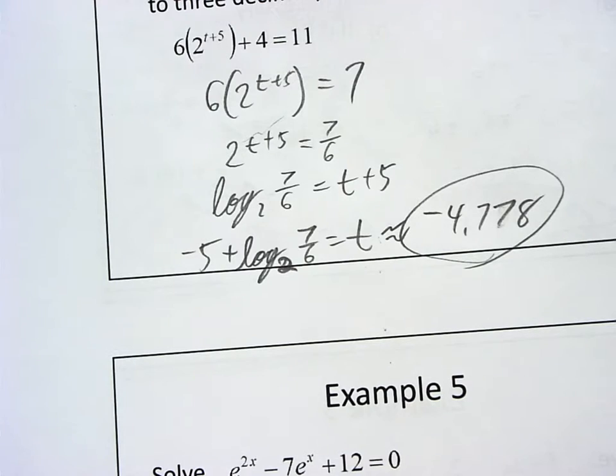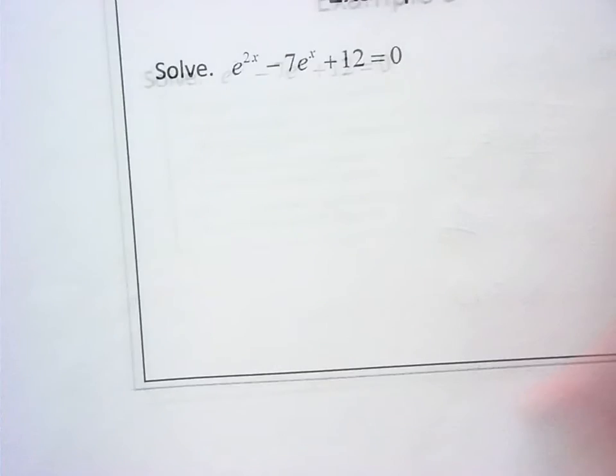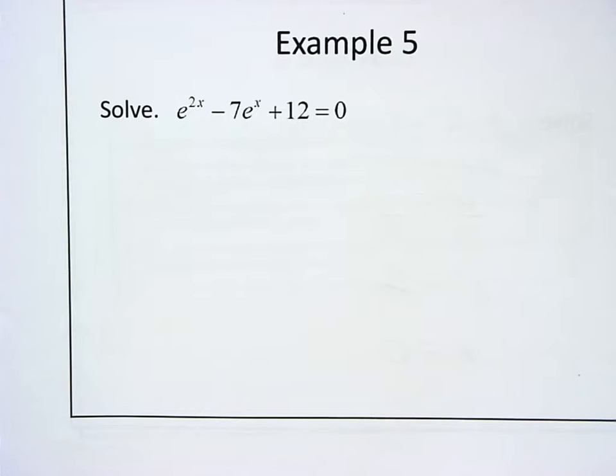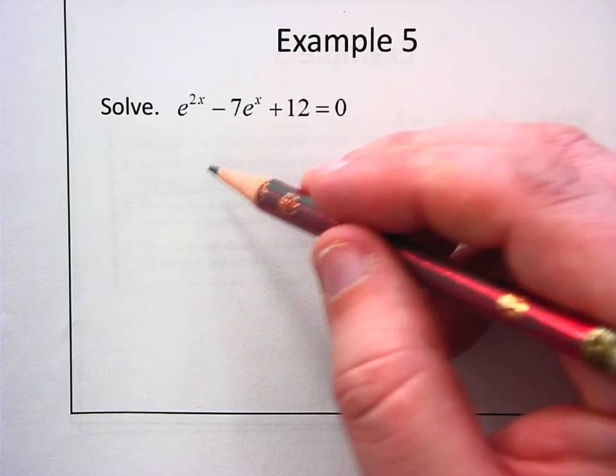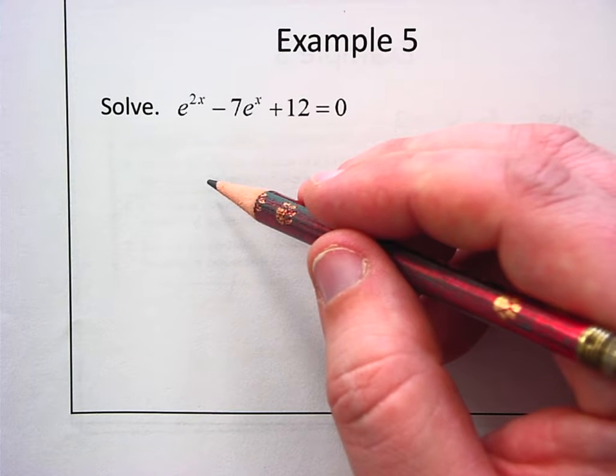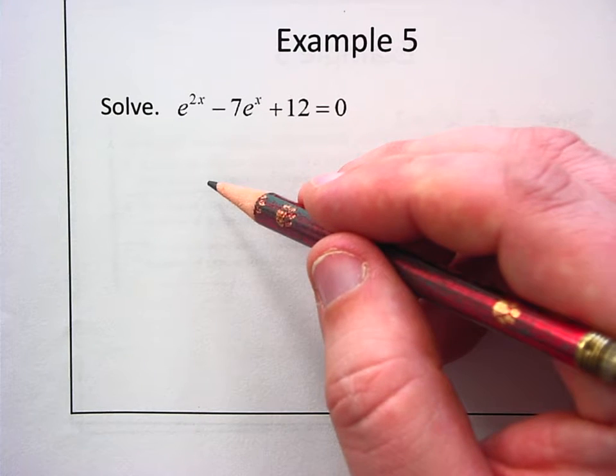Okay, let's do one more. e to the 2x minus 7e to the x plus 12 equals 0. Any ideas here? Well, if I subtract 12, then I'm going to have to deal with e to the 2x and e to the x. Now, can I combine those together in any way? Yeah, they won't go together.